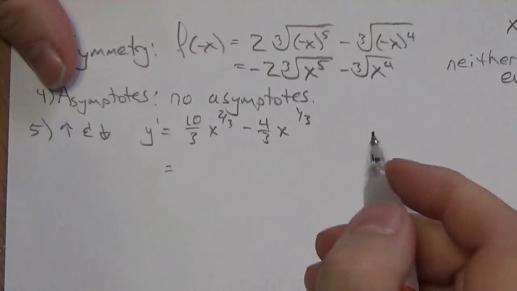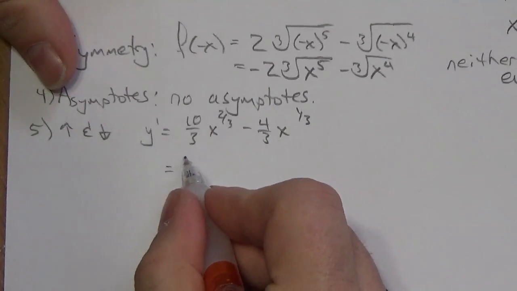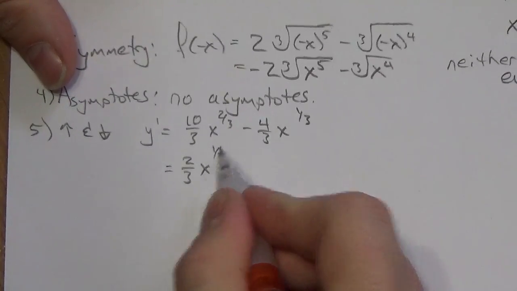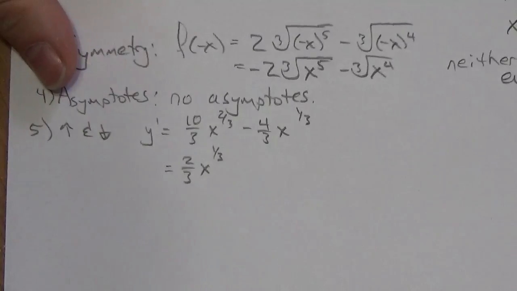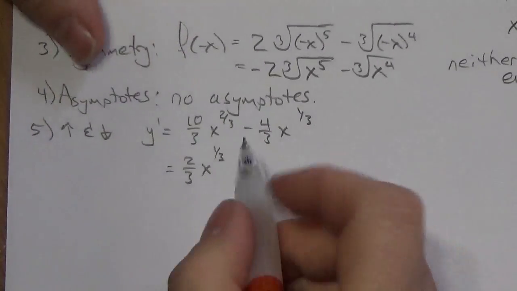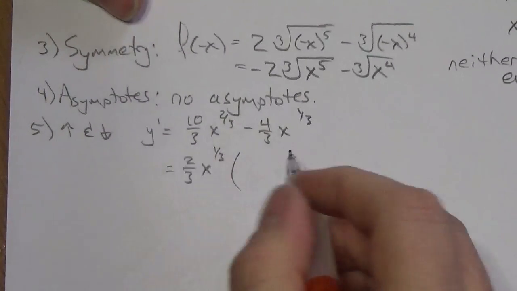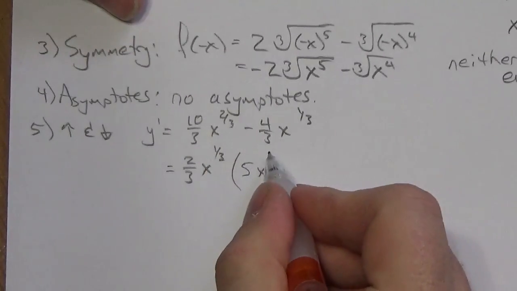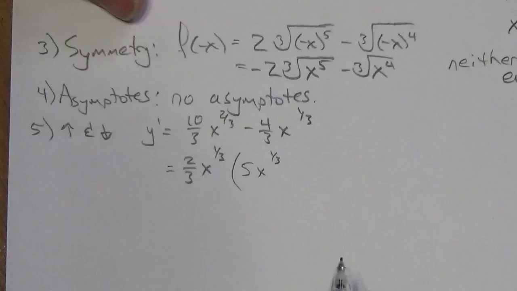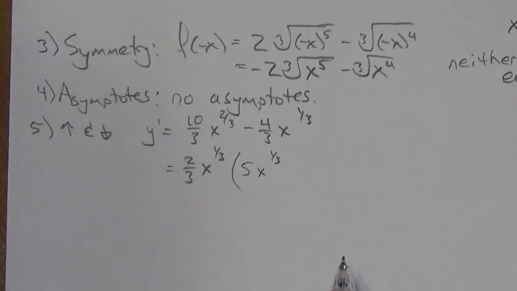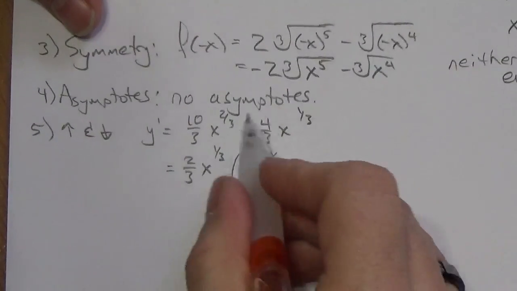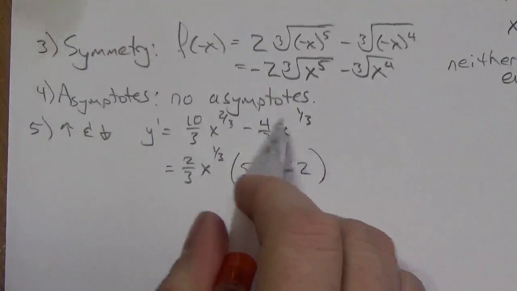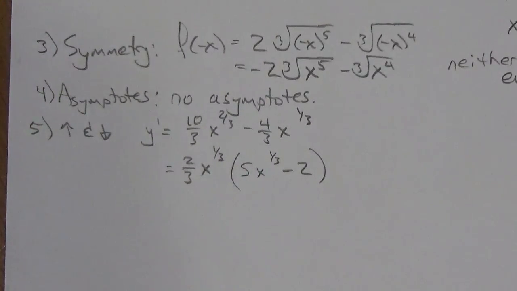Okay, what am I going to take out of that? I would factor out a common 2/3 x to the 1/3. Okay, and when I do that, I will get 5 x to the 1/3, when I take that out of the x to the 2/3 there, minus, I'm going to be left with a 2, and that's it. Okay, because I took out the x to the 1/3.